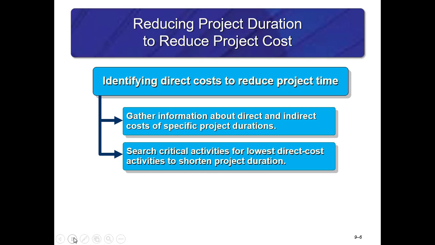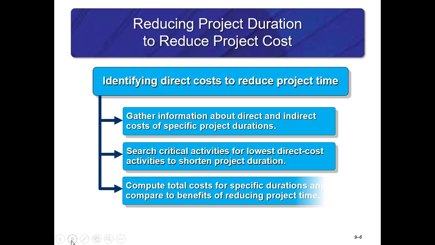This diagram describes how to identify project costs to reduce project time. Gathering information about direct and indirect costs of specific project durations from within your organization. Searching critical activities for lowest direct cost activities to shorten project duration. Compute total costs for specific durations and compare to benefits of reducing the project time. So there's always an analysis involved when you're attempting to identify and reduce direct costs of your projects to reduce your overall time.